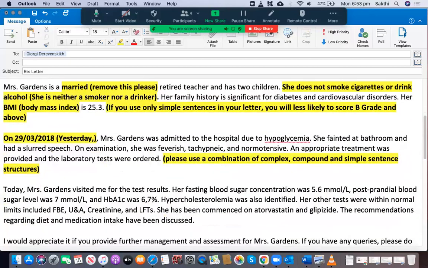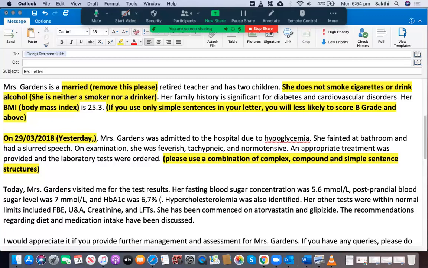Today, Mrs. Gordons visited me for the test results. Her fasting blood sugar concentration was 5.6 millimole per liter. He could have expanded this one. Postprandial blood sugar level was 7 millimole per liter, and HbA1c was 6.7 percentage. Okay.